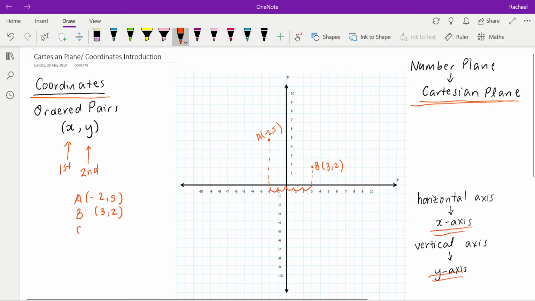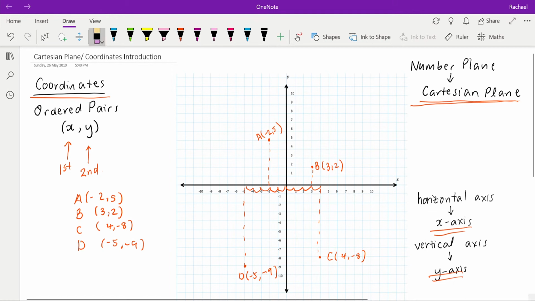We'll do a couple more. So C is going to be 4, minus 8. So we can see it goes 4 across, and then minus 8 down. And that's going to be C, 4, minus 8. Last one, so D, minus 5, minus 9. So that goes 5 to the left, and then 9 units down over to minus 9 over here. So that's D, minus 5, minus 9.